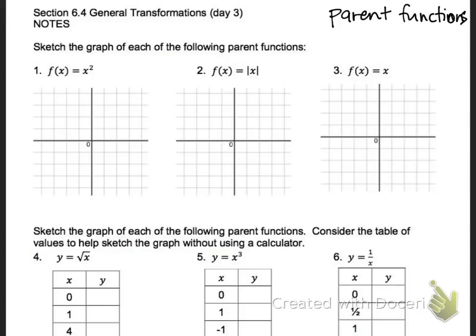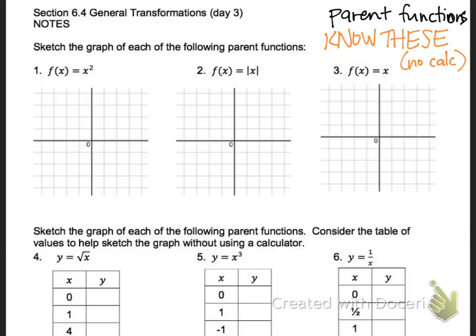And I am going to say that you do need to memorize or know these and what they look like without a calculator. So this lesson is kind of like you need to memorize what the parent functions look like and then be able to graph them based on the transformations.